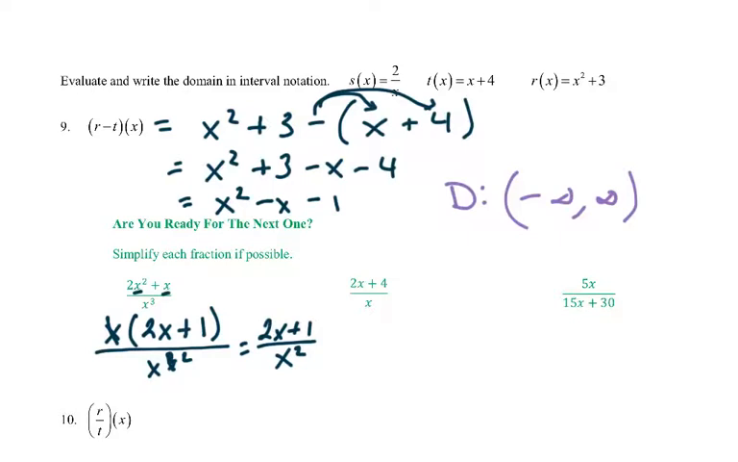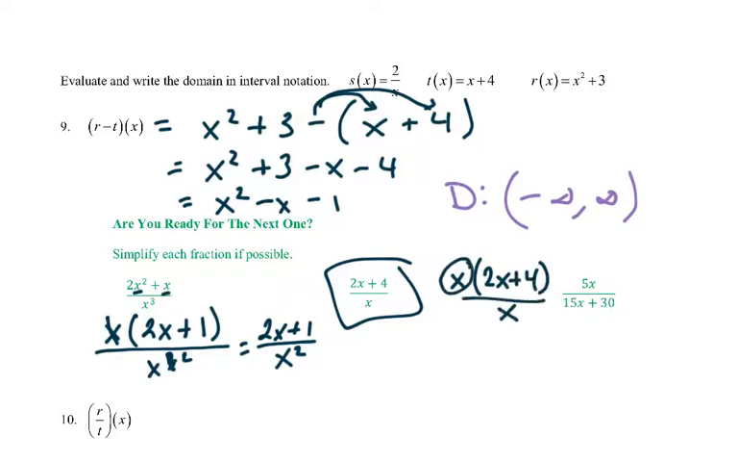Okay, the second one cannot be simplified. A common mistake that people make is they say, oh, I see an x in the numerator, x in the denominator. You cannot do that because the x in the numerator is not its own term. If I had something like x and then 2x plus 4 over x, this x would be its own term and it could cancel with the x in the denominator.